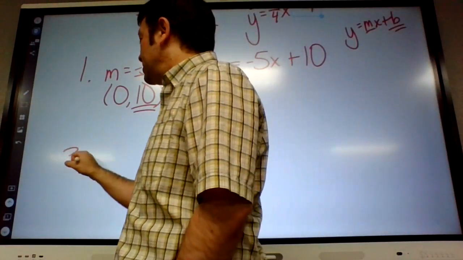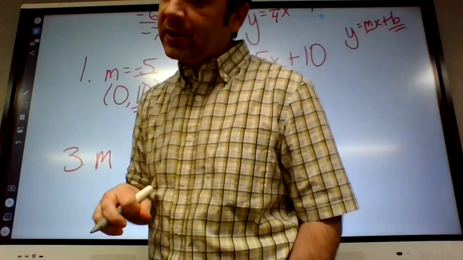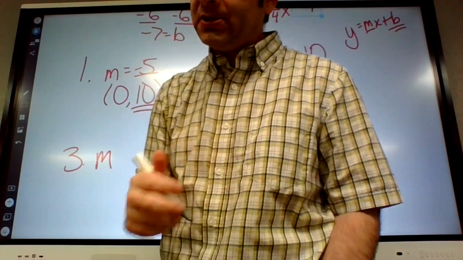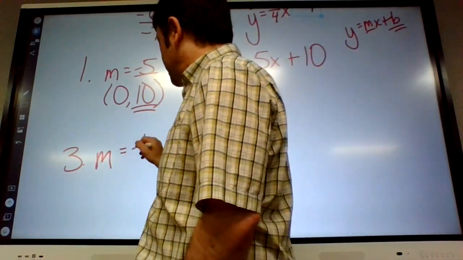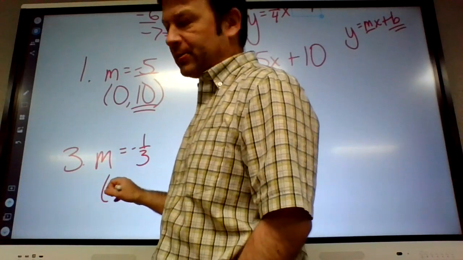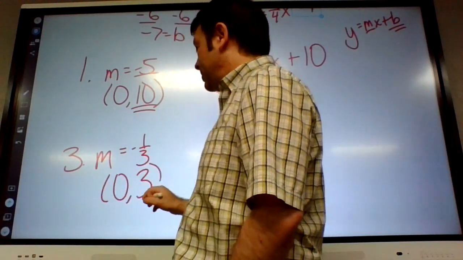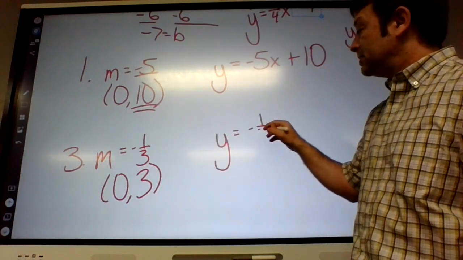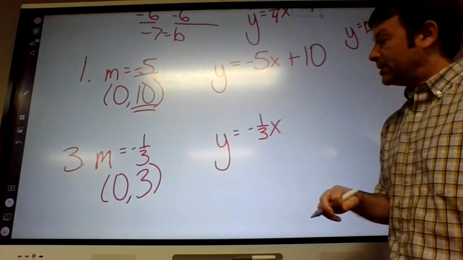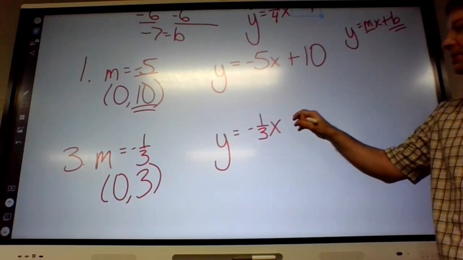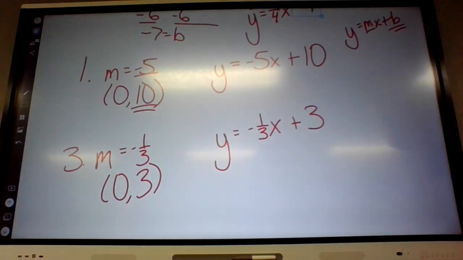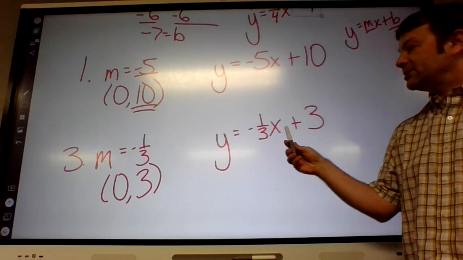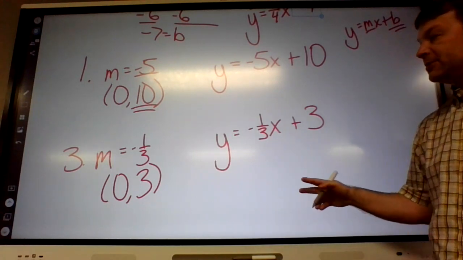Okay, number 3. I think 1 through 6 is all kind of the same. Kind of easy peasy. Slope is -1/3, and it's going through the point (0, 3). (0, 3) must be the y-intercept. So y equals -1/3 in front of the x. By the way, the x is not a part of the slope. The slope is just multiplied by x, but the x value is not part of the slope.